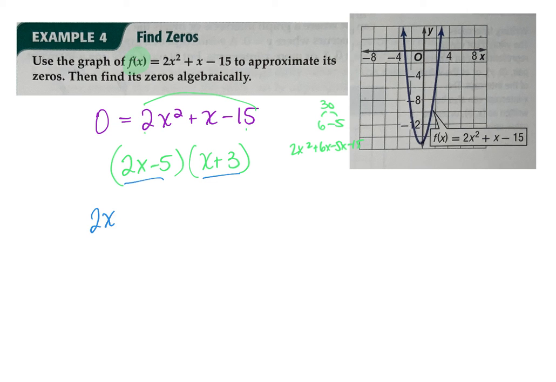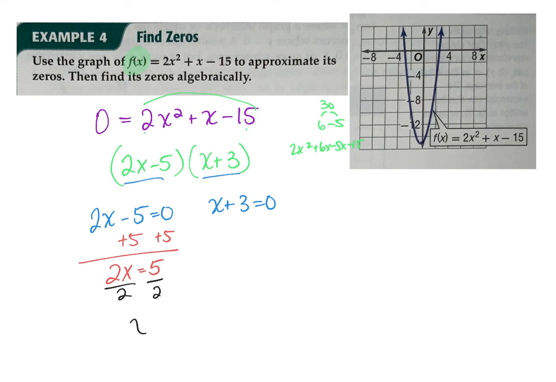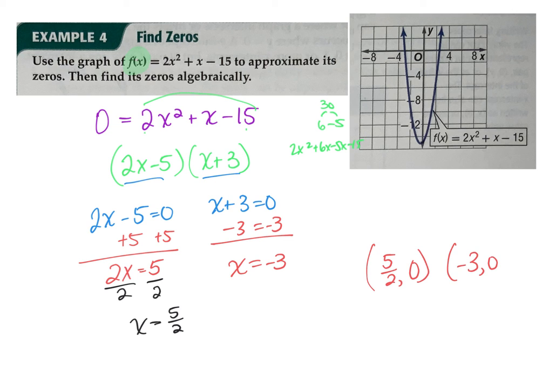Set them equal to 0. I'm trying to figure out where it equals 0, right? Solve this guy. Add your 5 over. And then divide by 2. So x equals 5 halves, or 2.5. Same thing. Over here, you just have to subtract a 3. So x equals negative 3. So my two zeros here are 5 halves, 0, negative 3, 0.